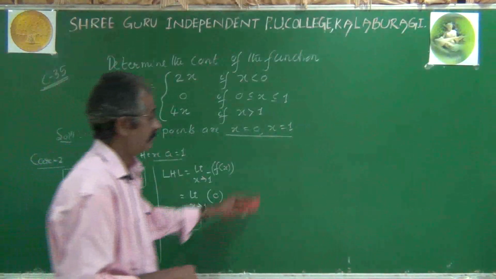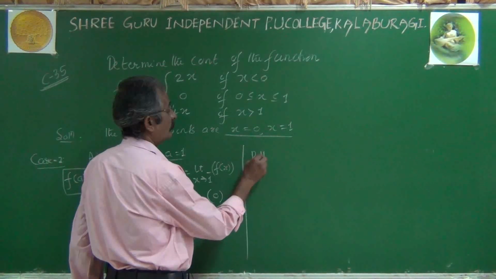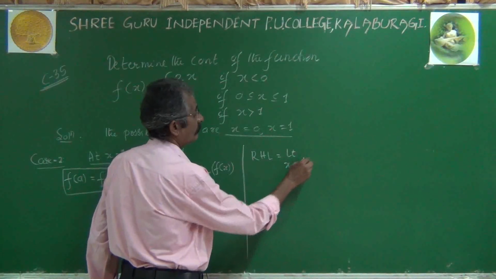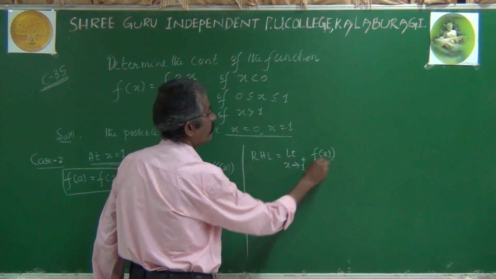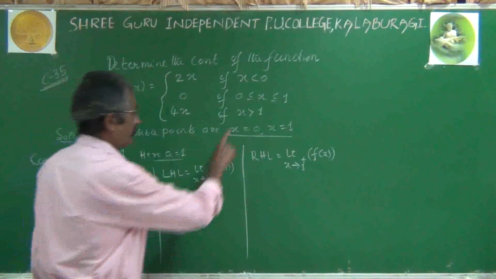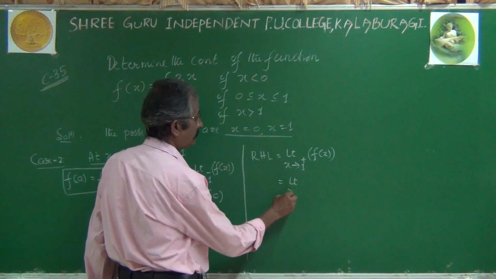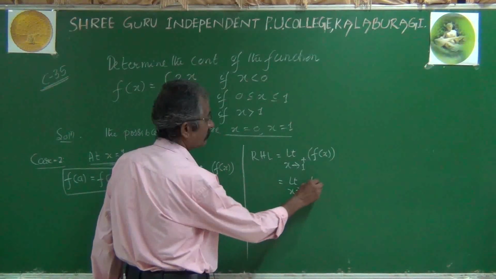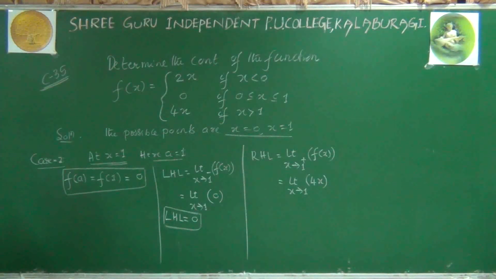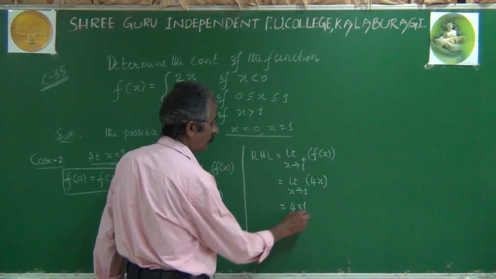Let's find RHL. Now right hand limit is equal to limit x extending to 1 plus of f of x. 1 plus means more than 1. When x is more than 1, function value is 4x. That is limit x extending to 1 of 4x. Replace x by 1, 4 into 1, that is 4.